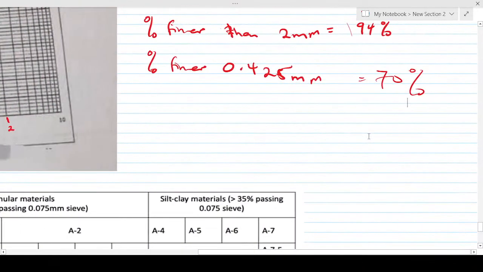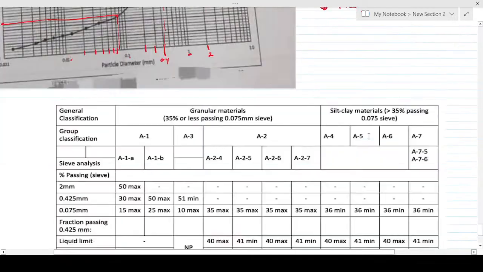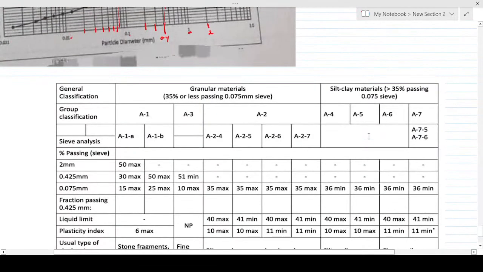From there, you move to your classification table. This is the general classification. I said initially that the table has two parts, the granular material aspect and the silt-clay material aspect. You have to know which aspect you are going to use. You are going to use this first aspect.